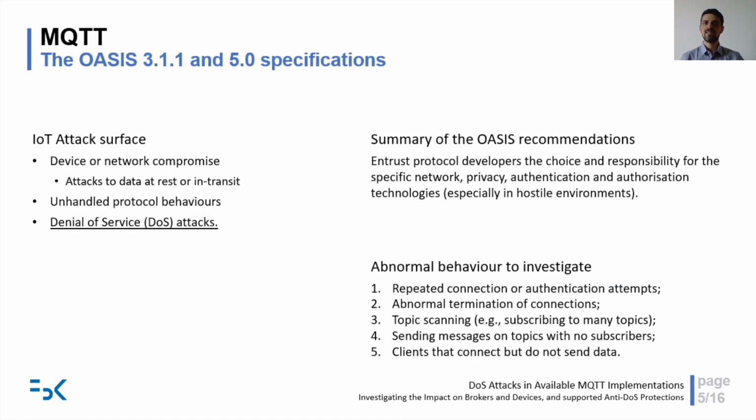If we delve into the OASIS protocol specifications for both MQTT versions, a security section identifies the IoT attack surface, and DoS is among the listed possible attacks. However, if we were to summarize the OASIS recommendations, it is the protocol developers, and ultimately those who adopt MQTT, that are responsible for any network, privacy, authentication and authorization mechanisms, according to the specific context, with the possibility of leaving everything open by default.